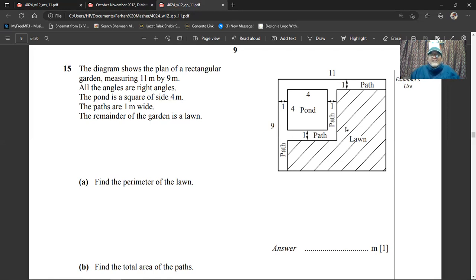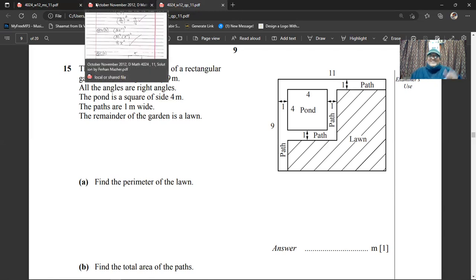How much is this? This is 4 and 1. So this is also 5. 5, 5, 5. So how much is this? This will be 1 and 4, 5, 5 and 1, 6. From 9 subtract 6, so you get 3. So this is 3. How much is this? This is 11 total. 1 is this, so this will be 10.